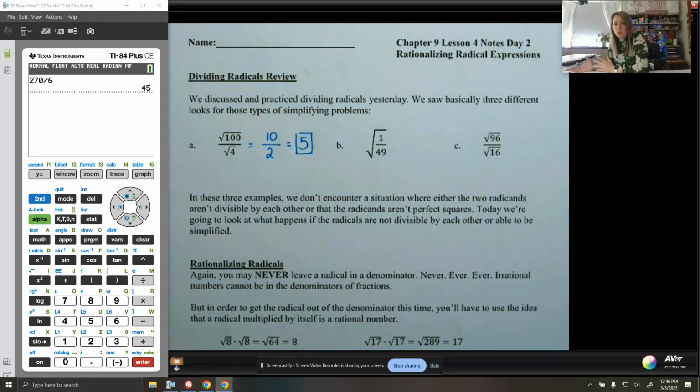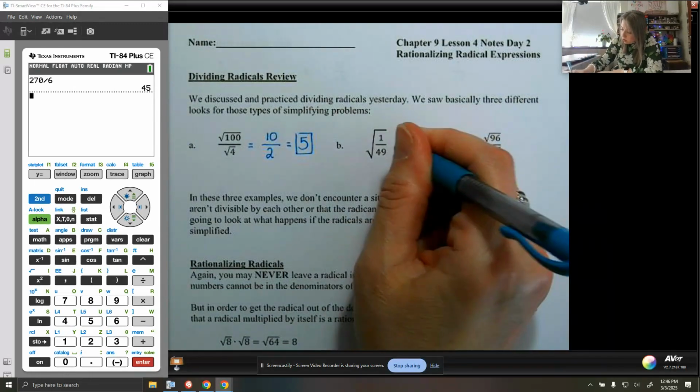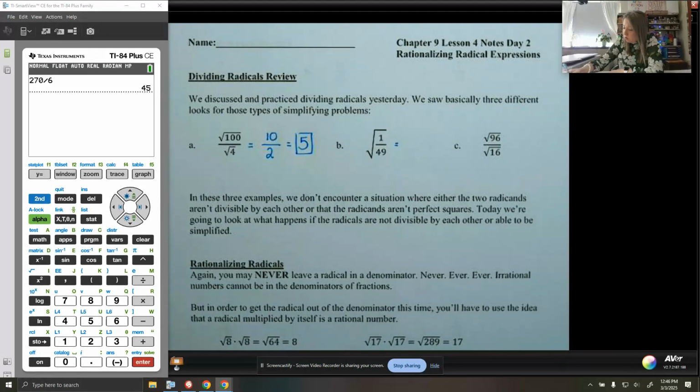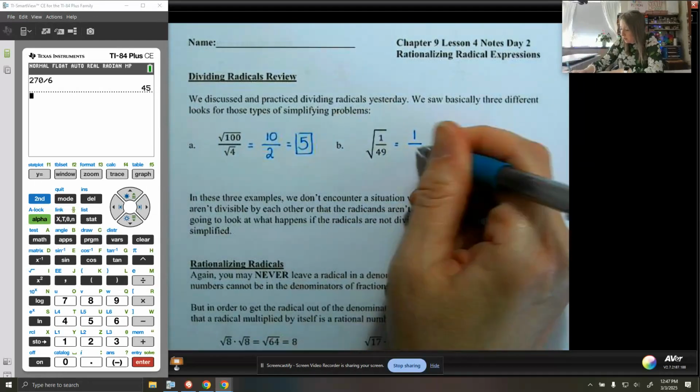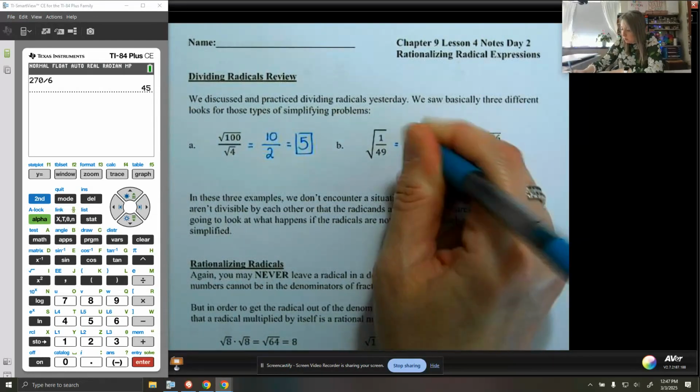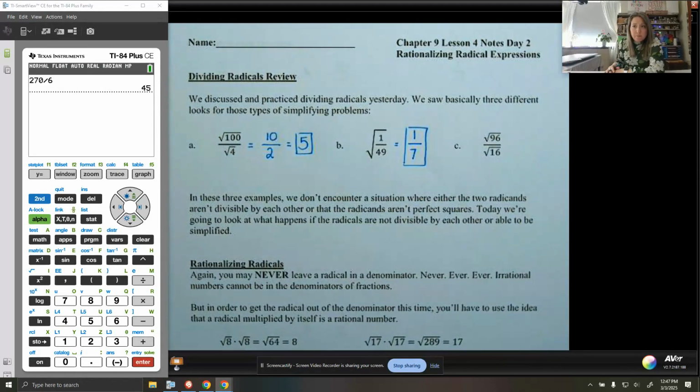If you have perfect squares under the radical, you take their square roots, right? So here we have some perfect squares under the radical. The square root of 1 is 1 for my numerator. The square root of 49 is 7 for my denominator. And boom, 1/7 is my answer.